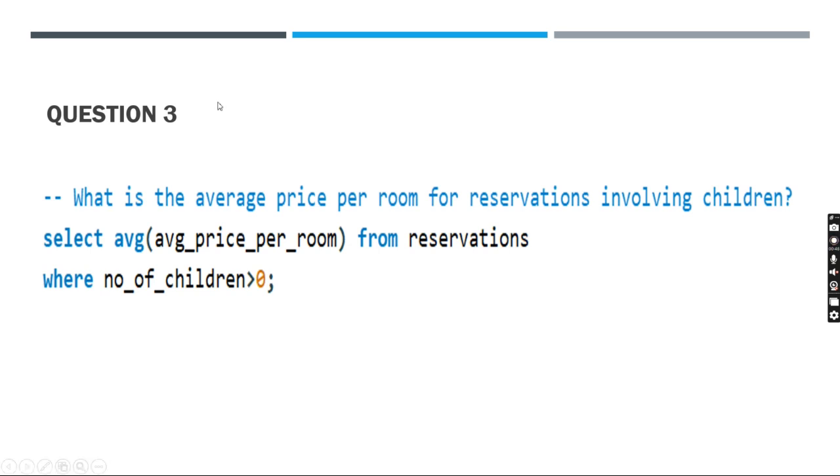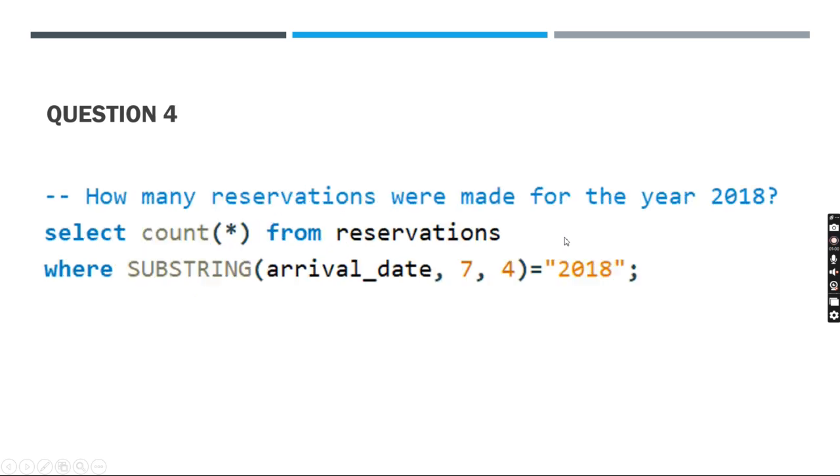What is the average price for a room for reservations involving children? The next question. Okay, so we select the average of the average price per room for reservations where the number of children is bigger than 0 in order to satisfy these conditions.